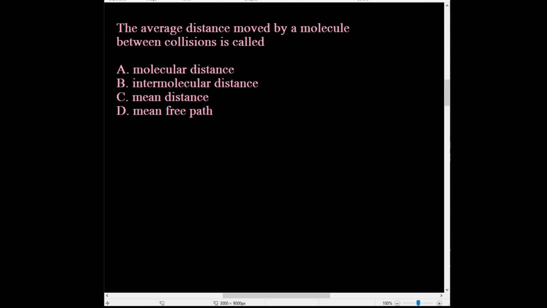The average distance moved by a molecule between positions is called average, mean distance. CD. It is the mean free path, okay?